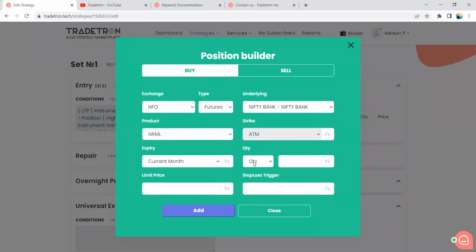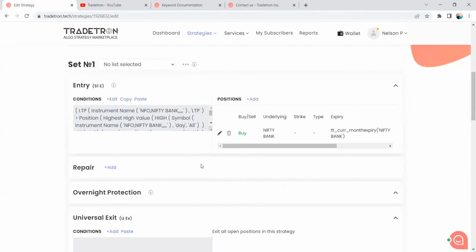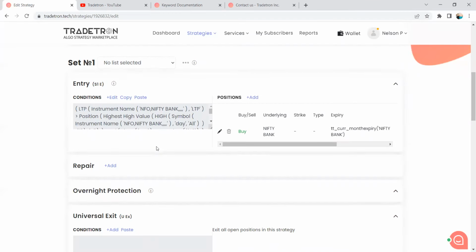And in quantity, right, we have to always mention lots for trading in derivatives. If you are mentioning quantity, then that's for stocks and all. So if you're buying say 10 shares of Reliance, then you can put quantity as 10. But if you're using derivatives, right, then it should always be lots. And in this case, we will buy one future lot of Bank Nifty. So this is basically the entry condition that we have created.